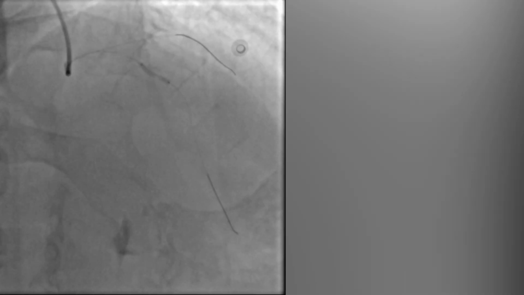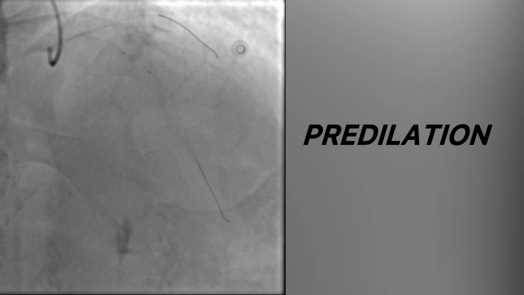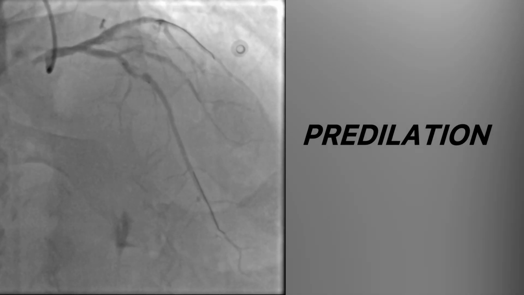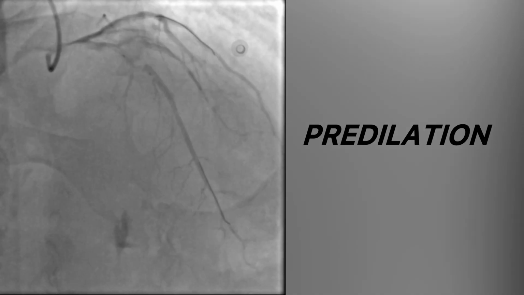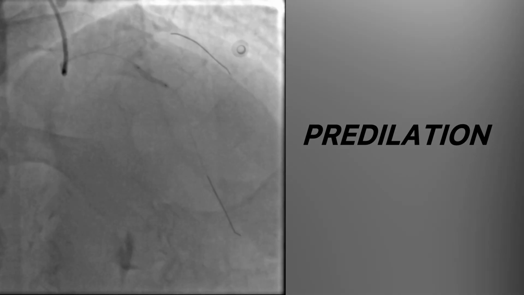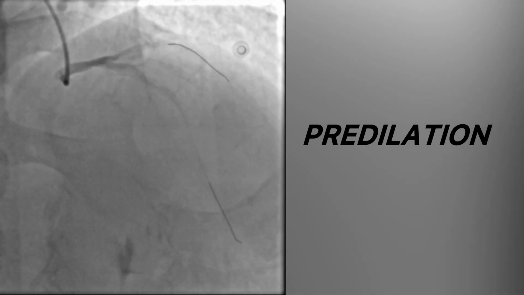Subsequently, predilation of the stenotic segment was performed using an appropriately sized balloon. This step was repeated multiple times to improve coronary blood flow and adequately prepare the lesion for optimal stent delivery.